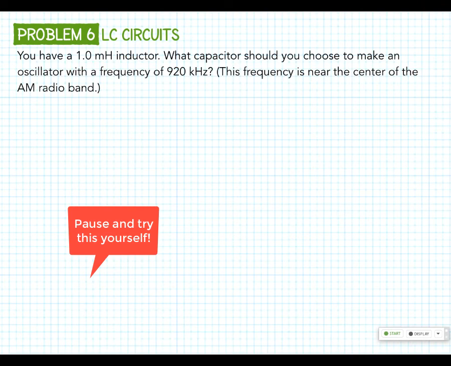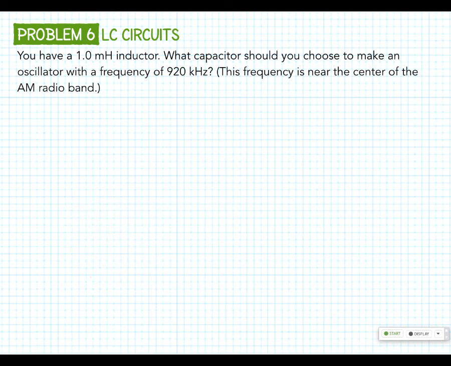So let's say we have a 1 millihenry, right? That H is for Henry. And what are henries a unit of? Inductance, okay? So we have a 1 millihenry inductor. We want to know what capacitor we should choose to make an oscillator with frequency 920 kilohertz, okay? And this is basically the problem I was just describing. Let's say we want to tune into AM 920. What do we have to use?